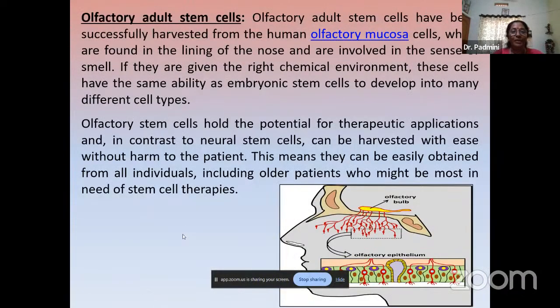So remember, I was also talking about olfactory adult stem cells. Here you can see the adult olfactory bulb, and this is where you can clearly take out stem cells from the human mucosa, and these have potential for therapeutic applications since they can be harvested with ease. That is, when you're talking about old patients also, this is the best way of taking out the stem cells to produce their own type of cells for therapies. So these are adult olfactory stem cells that can be found on the lining of the nose, and these are involved in the sense of smell.